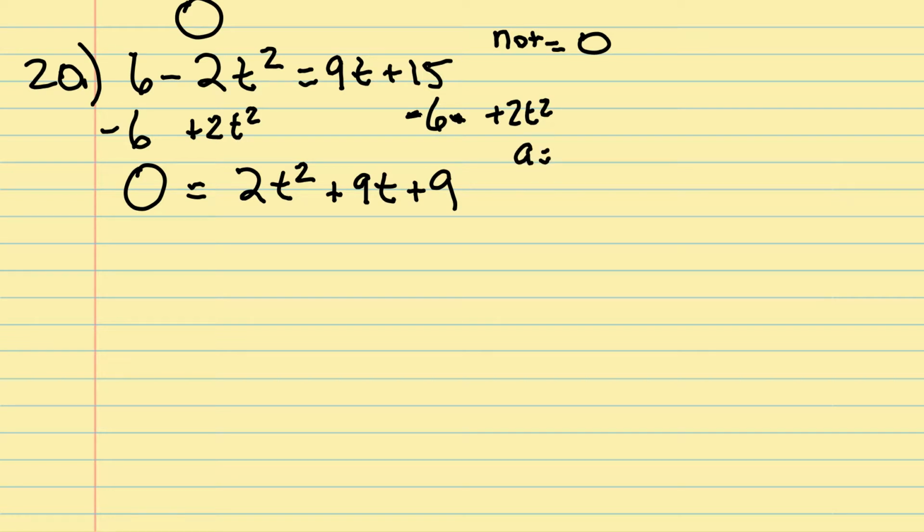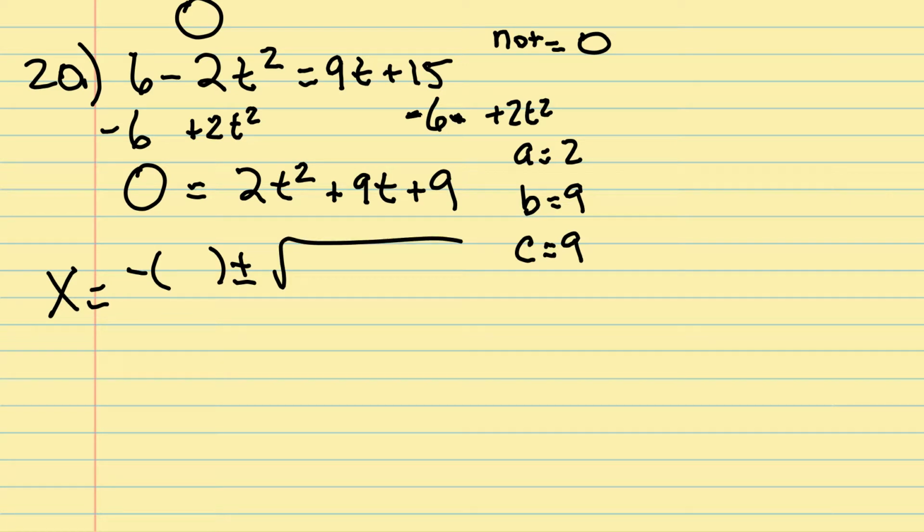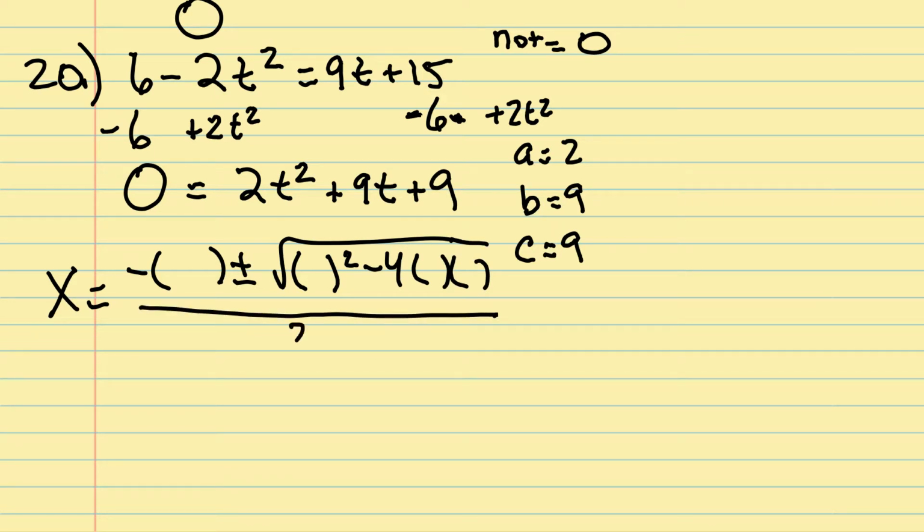So now I have an a that is 2, a b that is 9, and a c that is 9. And I go through and use this formula. X equals the opposite of b plus or minus the square root of b squared minus 4ac all over 2a. So I put 2 next to the 4 and the 2, 9 in for b, 9 in for c. So I get x equals negative 9 plus or minus.